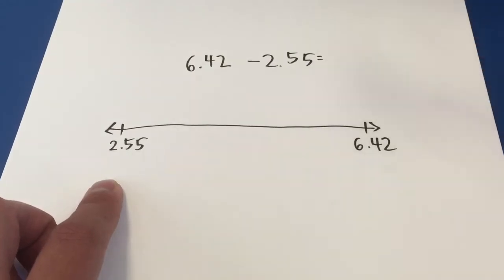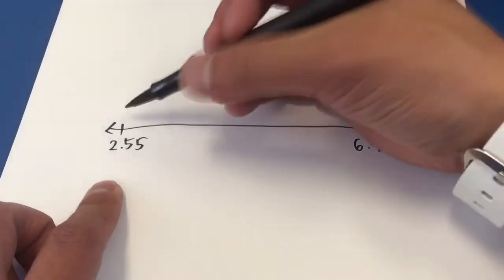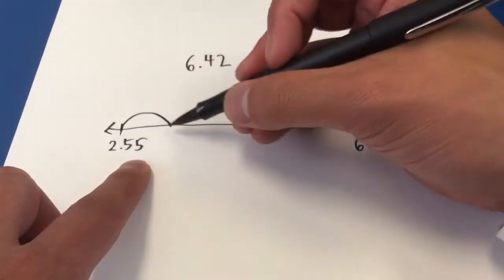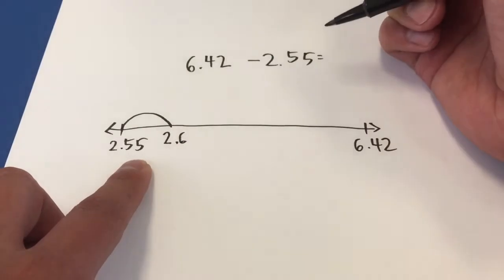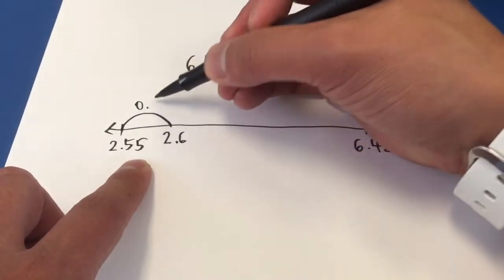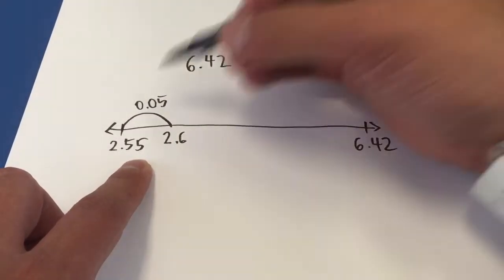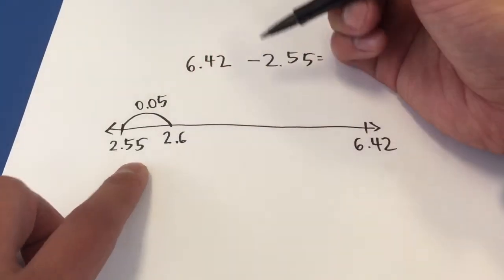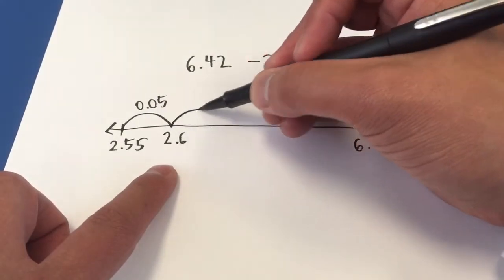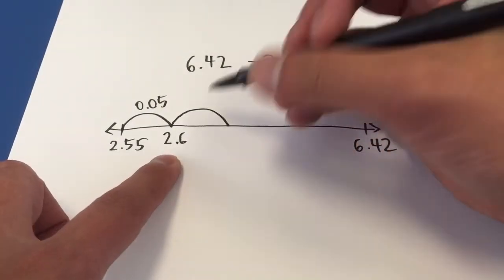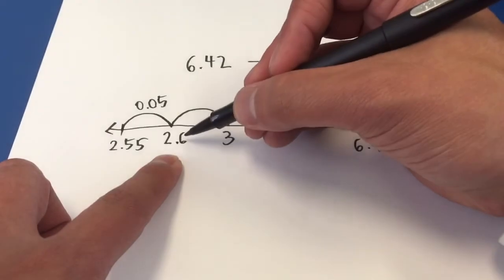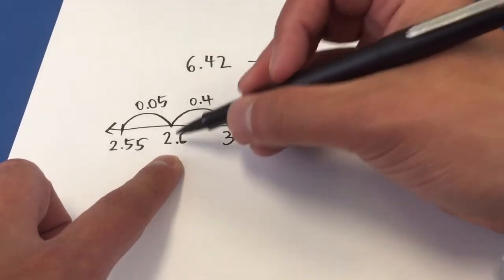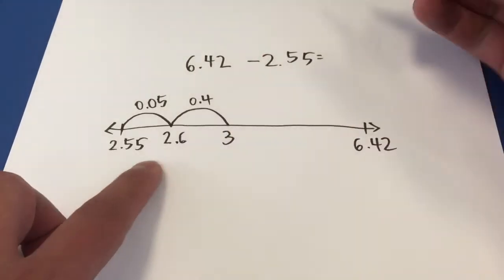So I can do any number of jumps, but the way that I like to do it, I like to jump first to my next tenth, and my next tenth after 2 and 55 hundredths is 2 and 6 tenths. So I just made a jump of 5 hundredths, because 5 hundredths plus 2 and 55 hundredths is 2 and 6 tenths. Next I'm going to jump to the whole number that's after 2 and 6 tenths, which is 3. So I just made a jump of 4 tenths, because 4 tenths plus 2 and 6 tenths is 3.